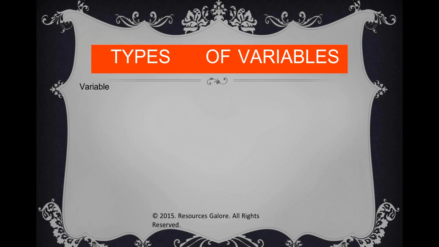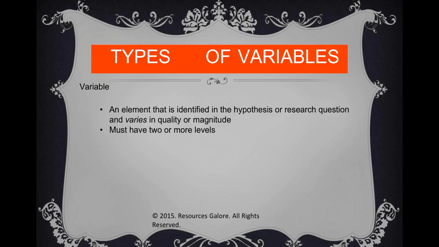Okay, let's dig in a little deeper with variables. So variables, we're talking about an element that you identify in your hypothesis that varies in quality or magnitude. So it must have at least two levels, two or more.